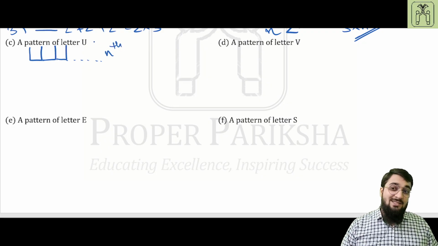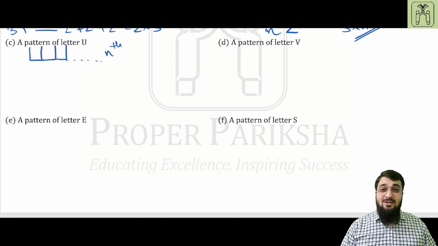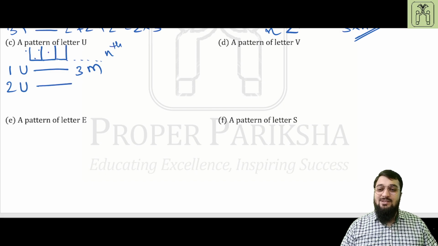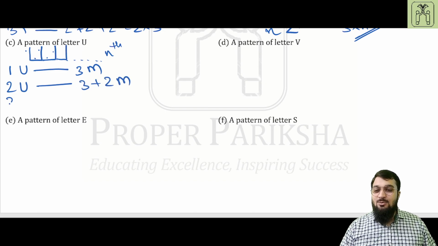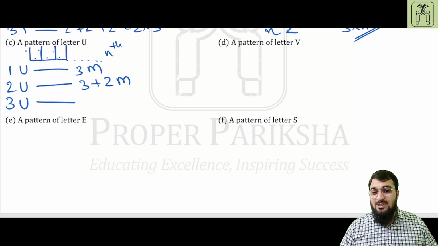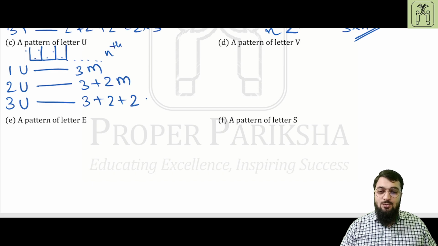So here you can see that one of the edges of the letter U, mostly the left one, is common to each other. So if we write one U, it is made with how many matchsticks? It will be 1, 2 and 3 matchsticks. But if we come to the second U, how many matchsticks does this require? It requires 3 plus 1 plus 2. So this requires 3 plus 2 matchsticks. If we come to the third U, it requires this much and 1 plus 2. So this will require 3 plus 2 plus 2 matchsticks.